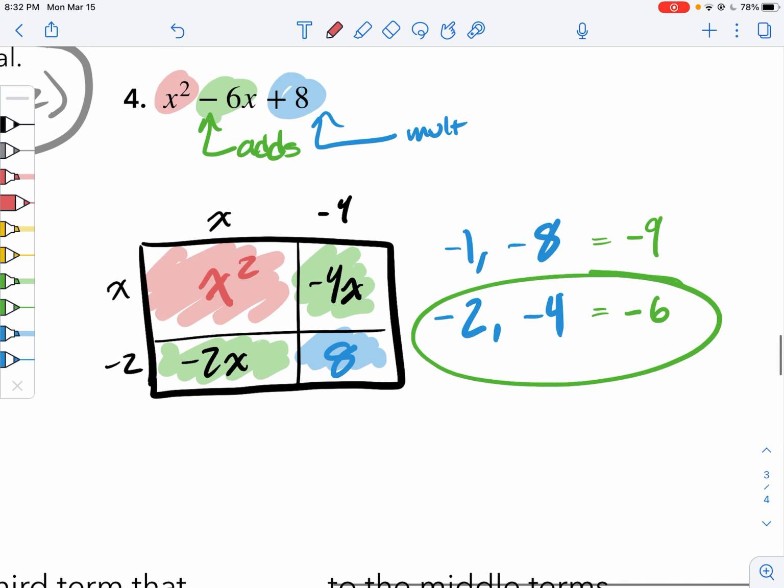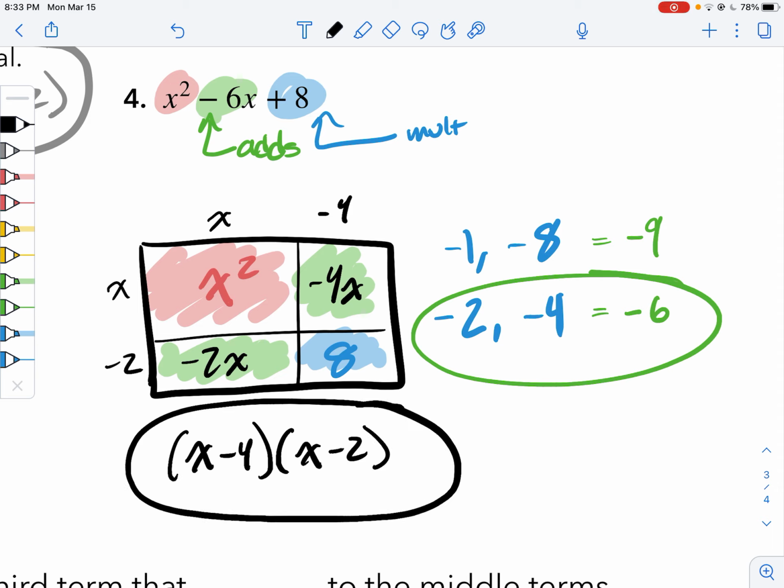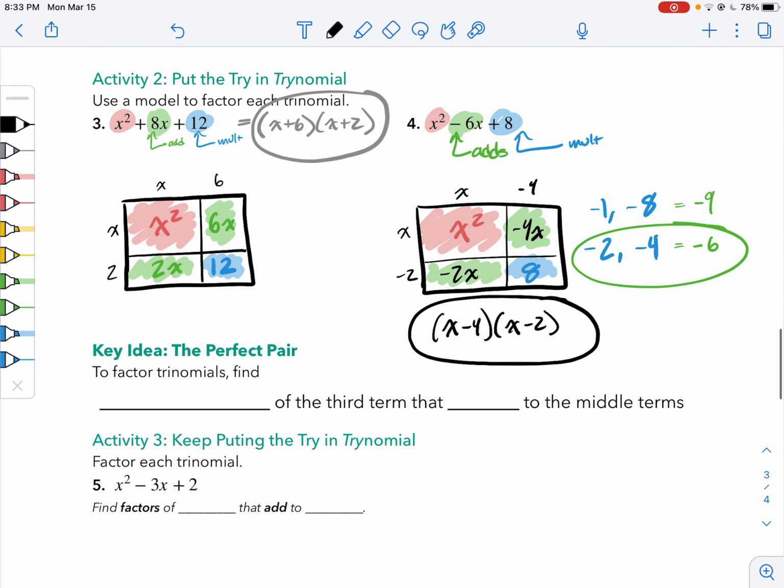Okay, now that all adds up to x squared. Well, I'm not gonna write it out. You get it. So our side lengths are now x minus 4 and x minus 2. That's it. That's our answer. We're done. Cool. So we found our pattern, right?